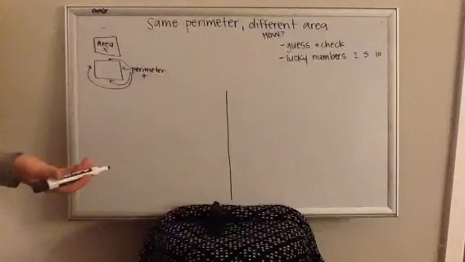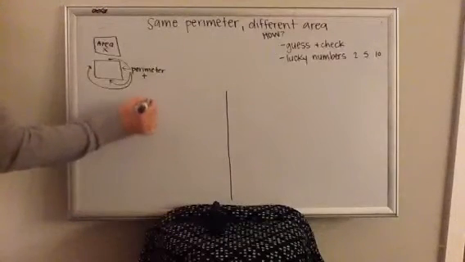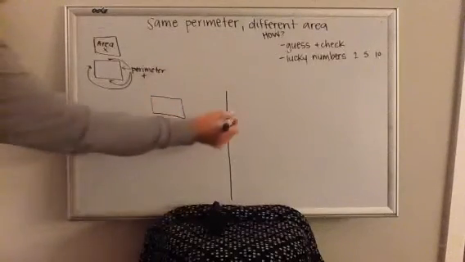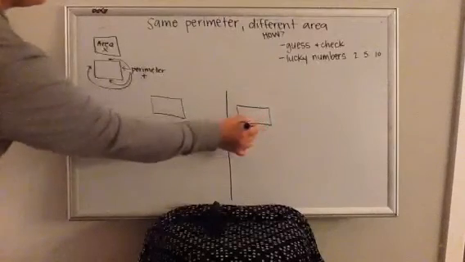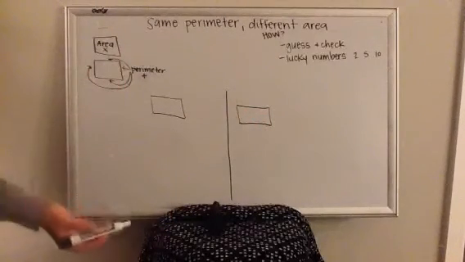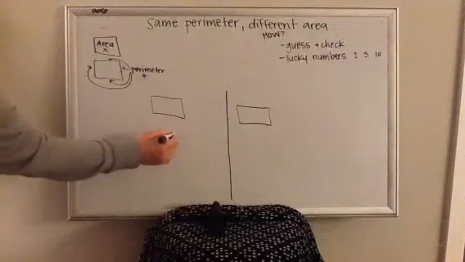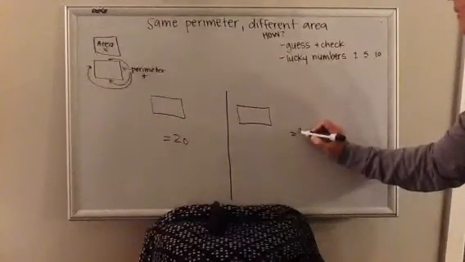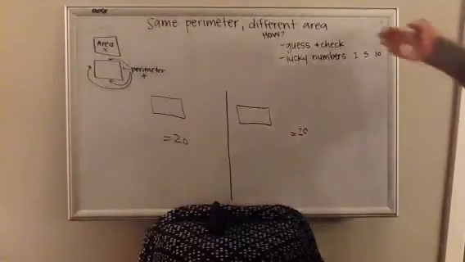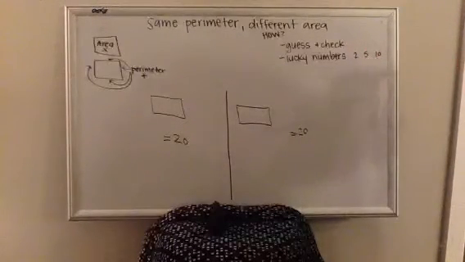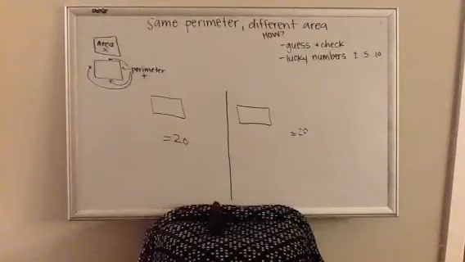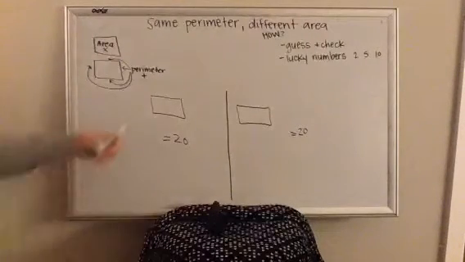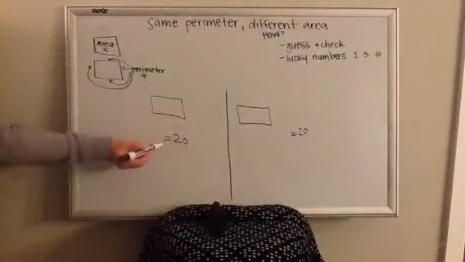So let's say I was given the task to find two rectangles that have a perimeter of 20, okay? So I'm going to say they both want to have a perimeter of 20. All right, I'm going to show you two different strategies that you might use. The first one is kind of just guessing and checking. So I need these four numbers here to add up to 20.